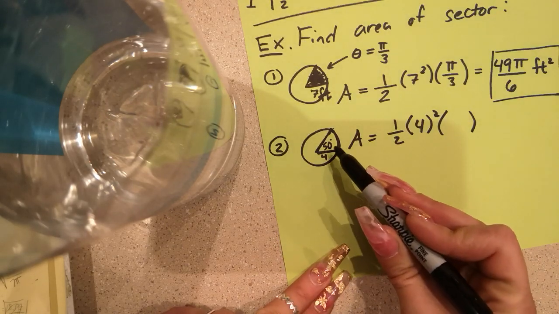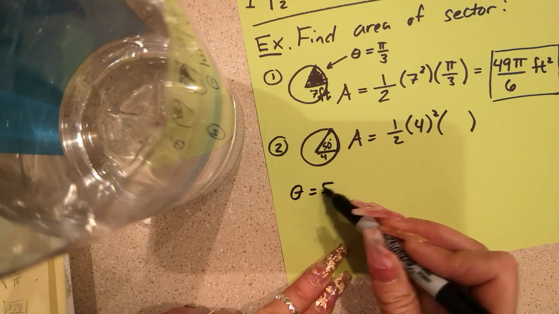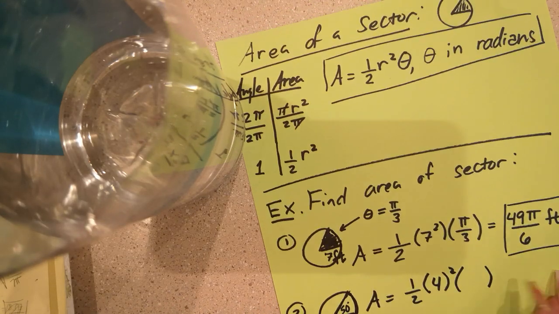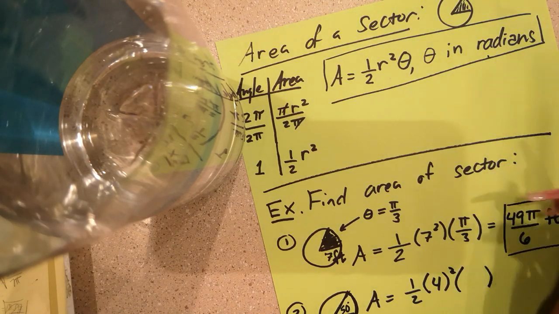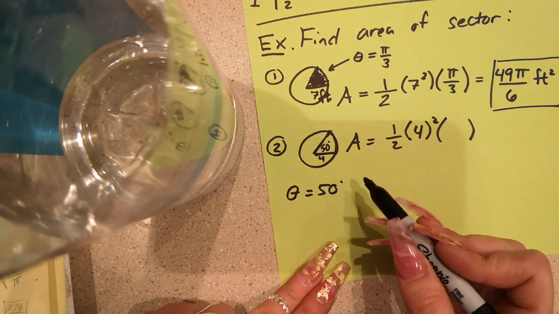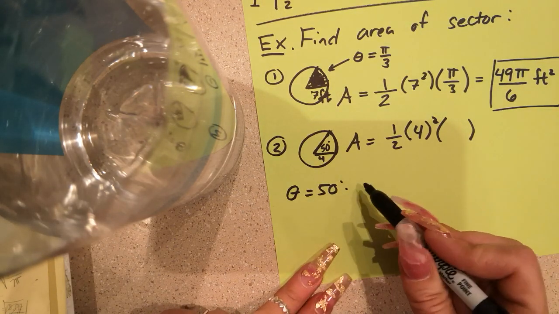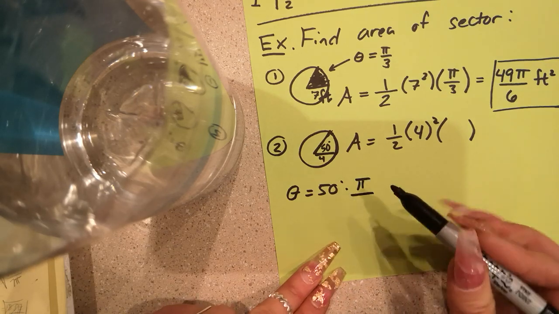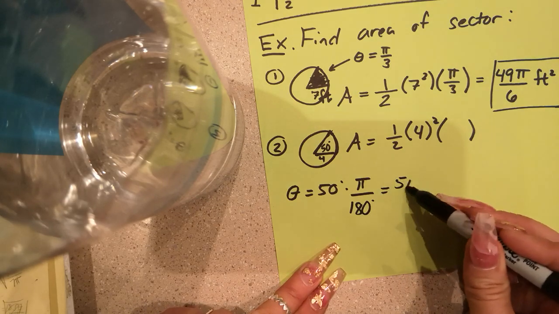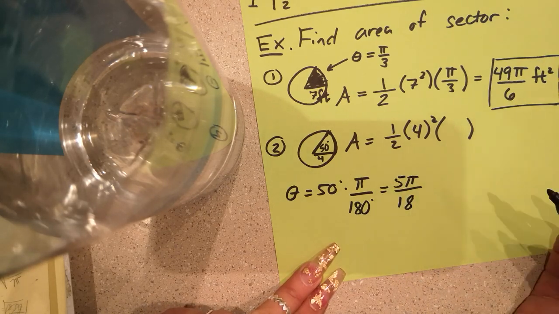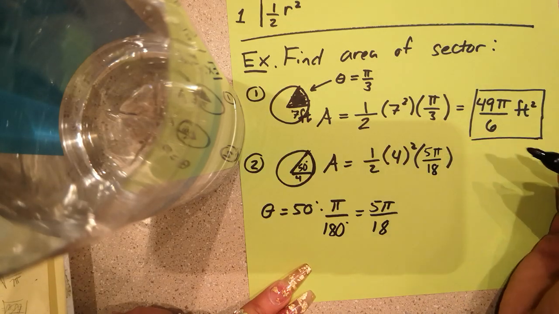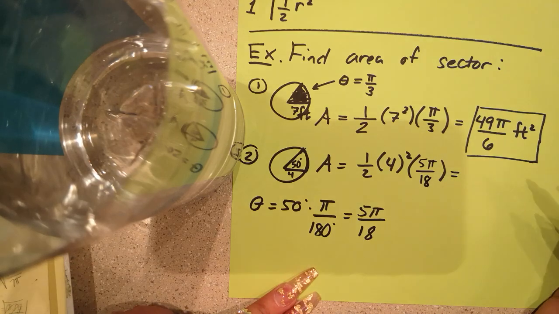The only thing here is the theta is actually presented in degrees. So because I derived this formula using radians, remember, I'm going to have to first convert my angle 50 degrees into radians, but I know how to do that. I would multiply it by my conversion factor, pi over 180 degrees. So what is that? 5 pi over 18? So that goes back in my formula for the area of a sector.